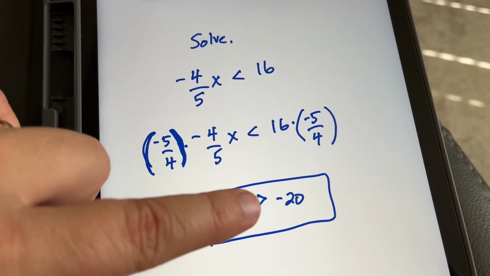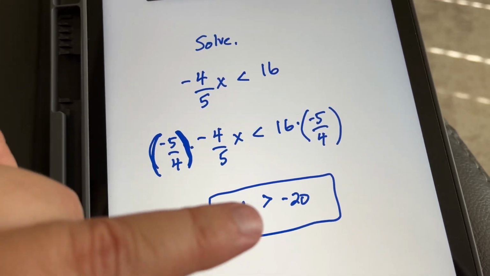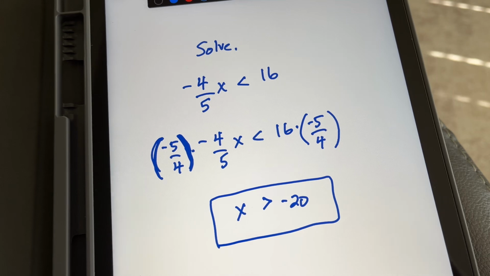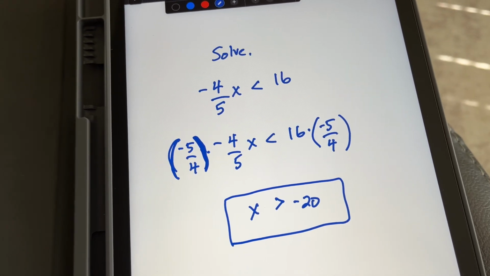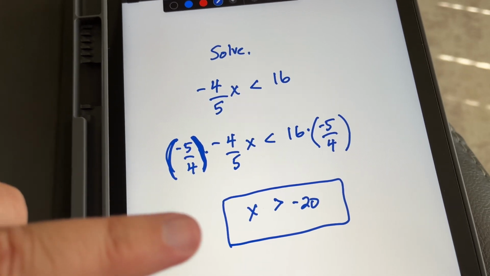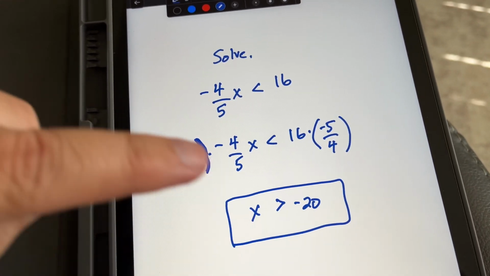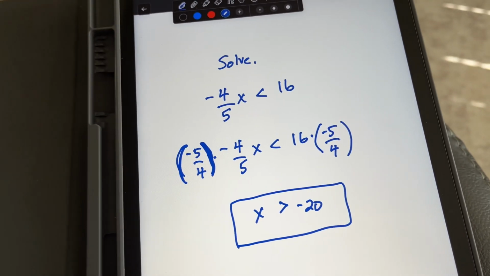X values that are greater than -20 will make this statement true. So anything bigger than -20, like -19 or -18 or 0 or 1 or 2, whatever, there's a bunch of answers here to this problem. Anything greater than -20 is going to fit in here and be less than 16.